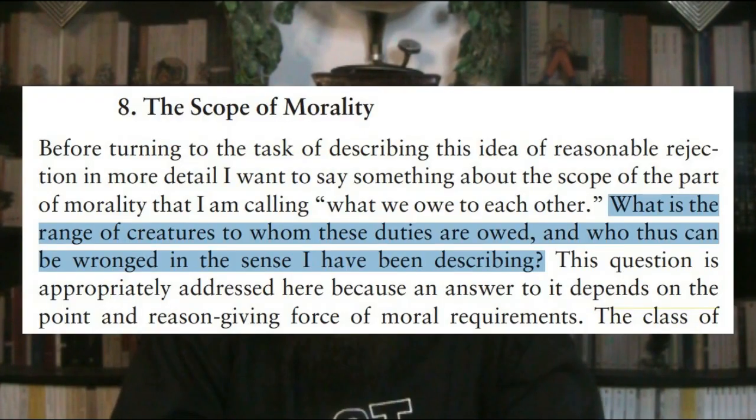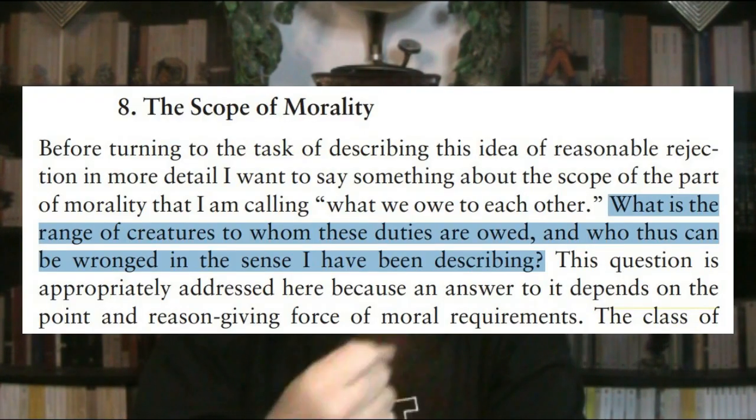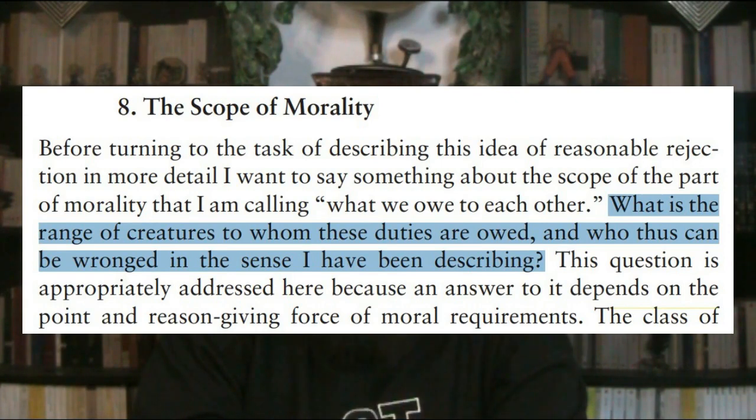If we don't, does that mean that there is nothing that we can do to them that can be considered wrong? So we need to ask the question: what is the range of creatures to whom these duties are owed, and who thus can be wronged in the sense that I just described? So this question is about the scope of morality, about the field or range of creatures that morality covers. This can be a problem for contractualism because it would exclude any entity that is unable to provide reasons.